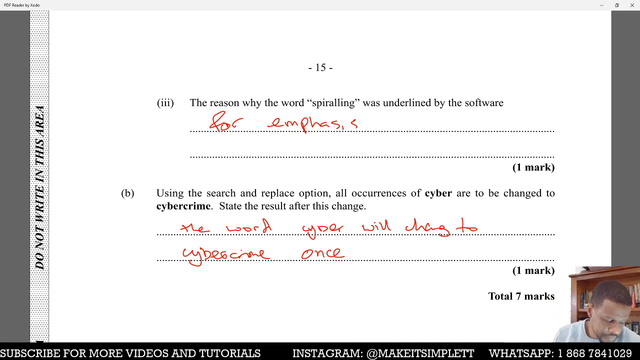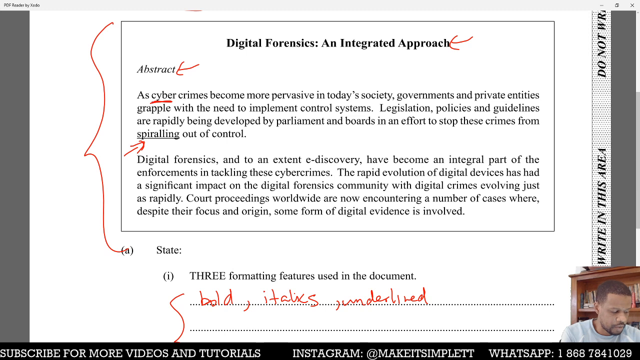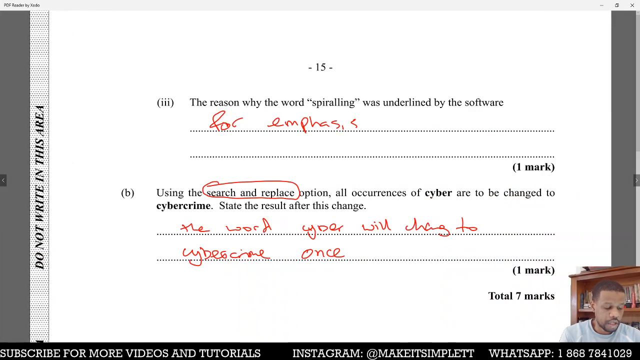Switch and replace. Okay, switch and replace. Find and replace actually goes through the whole document and finds whichever word it sees, and then replaces that word with another word.